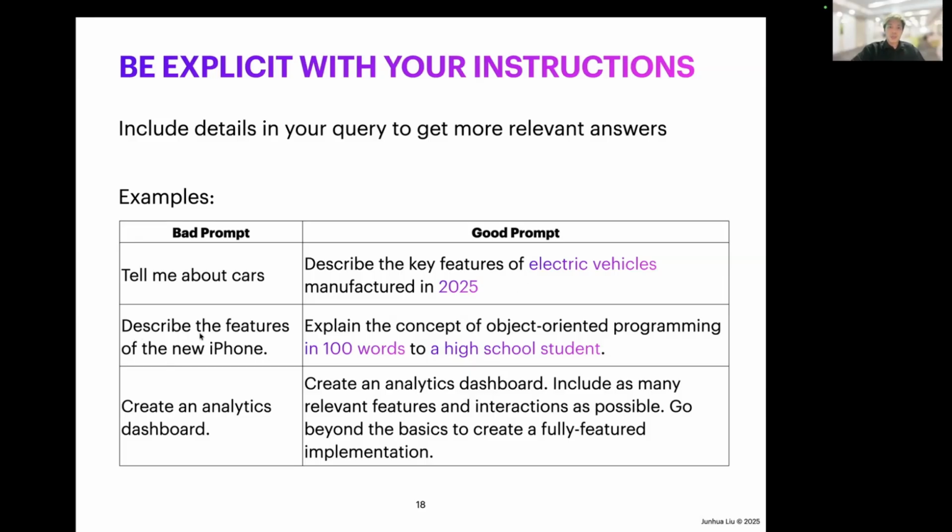Another example would be here. If you ask the LLM to describe the features of a new iPhone, it could be very general. We can give more specific instructions, such as how long we want the answer to be and what kind of detail or what kind of tone the LLM should use. If you ask it to explain to a high school student, the words or the phrases used will be simpler.